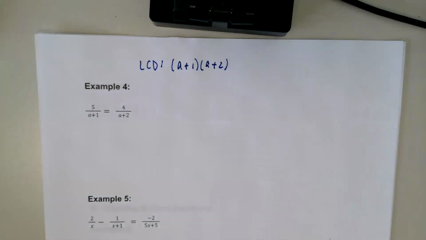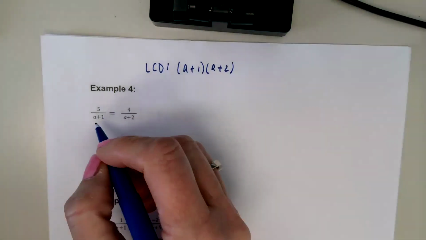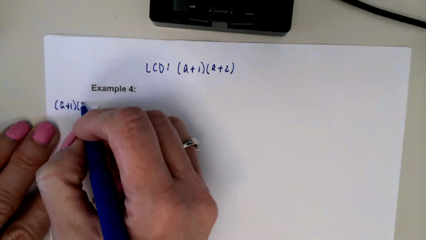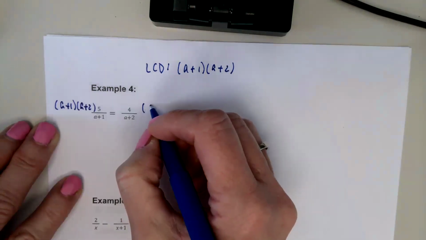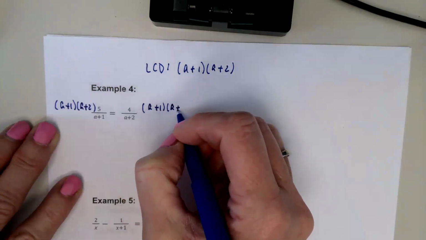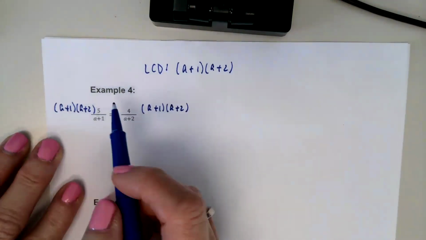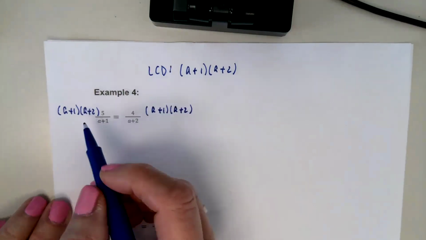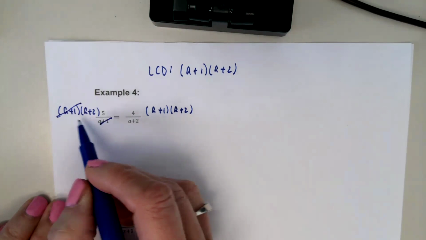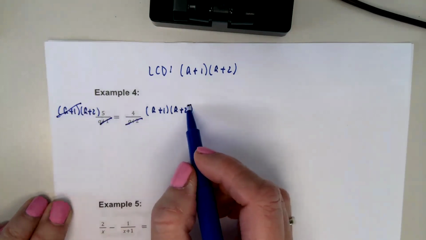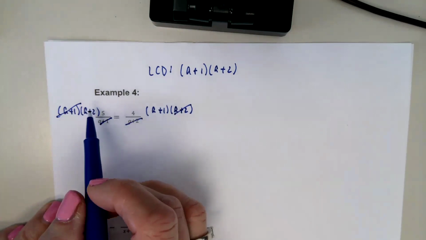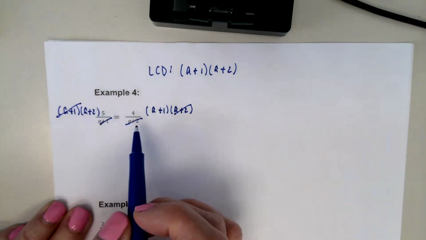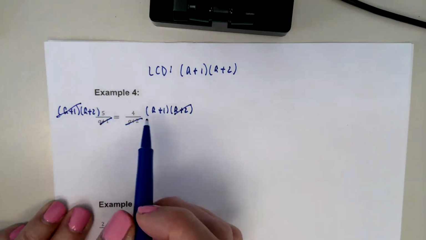And so I'm going to multiply a plus 1 times a plus 2, and then over here, a plus 1 times a plus 2. And now I want you to notice I've multiplied both terms of the equation by the LCD. And what happens then is the denominator cancels on the left and the denominator cancels on the right, which is what we want. And notice that the factor that wasn't included in the denominator is what's left. And the factor over here that wasn't included in the denominator is what's left.